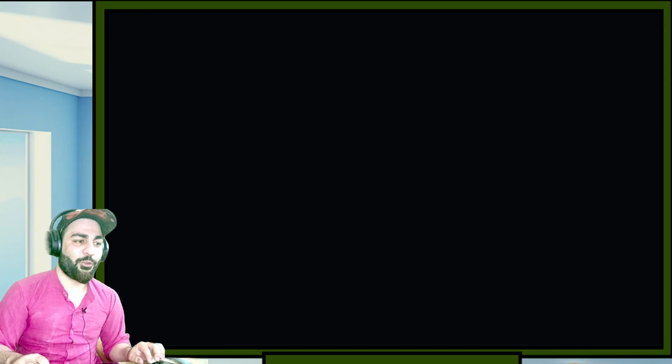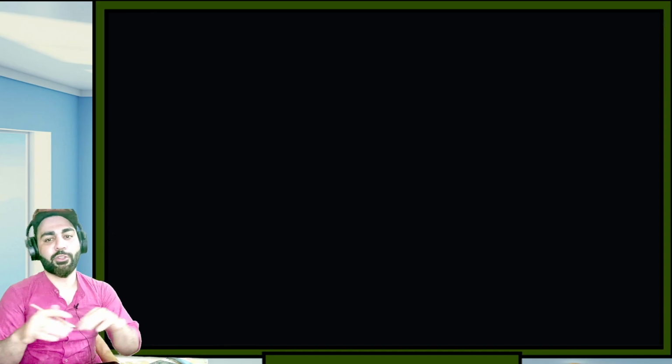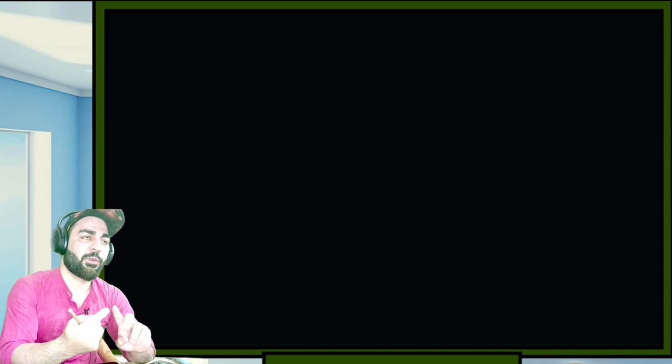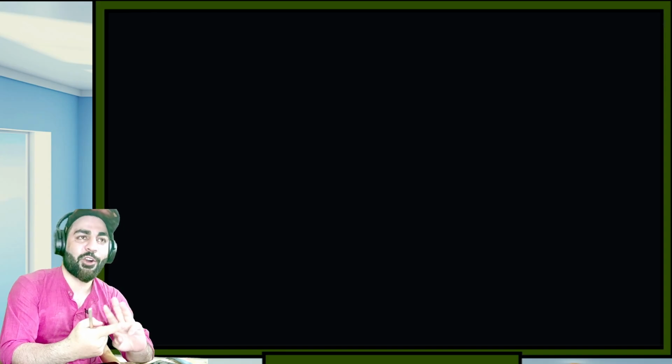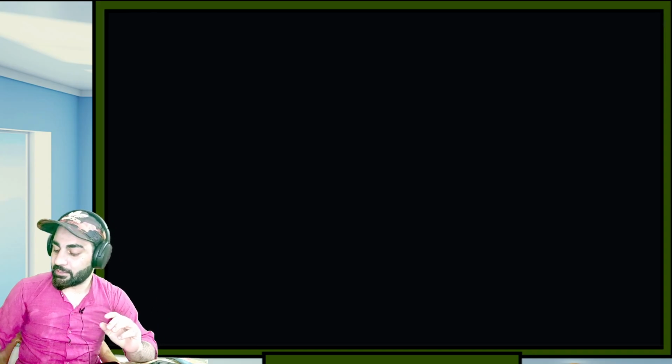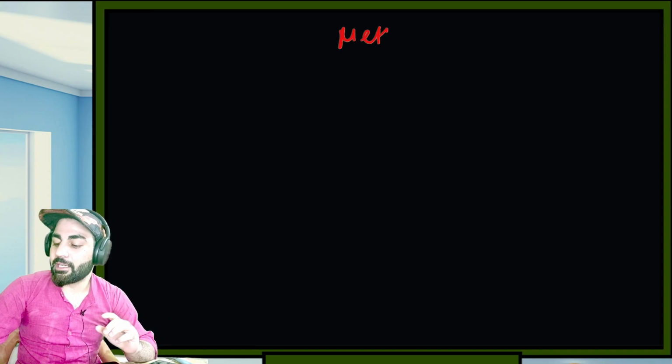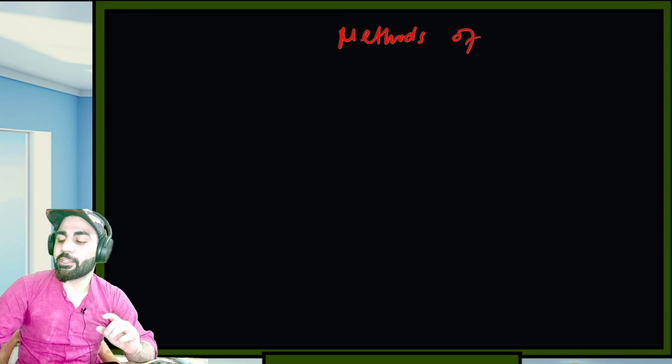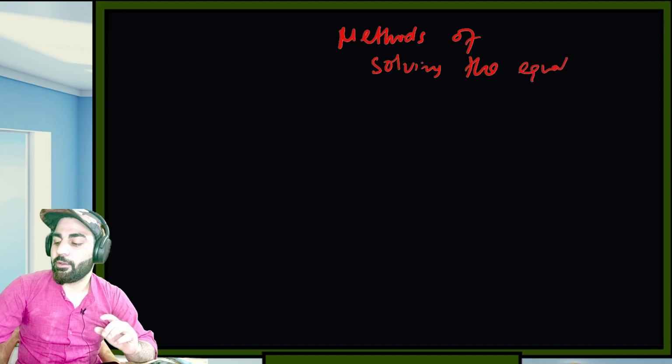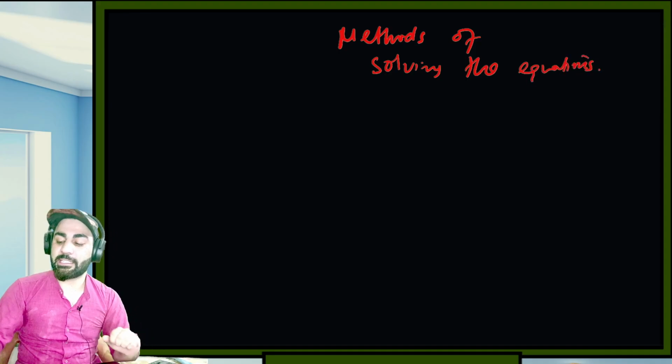Okay, once you know what linear independence is, once you now know that there is a row picture and a column picture, we'll now move to the methods. We'll see methods of solving these equations. I would love to stop here because we'll take this in the second session. I'll take some questions from you.